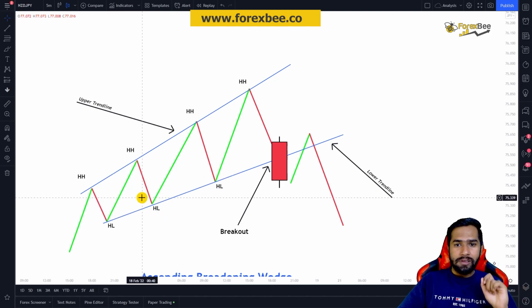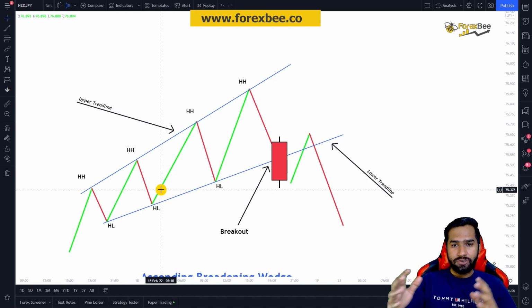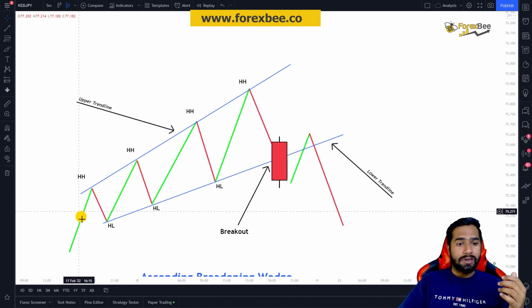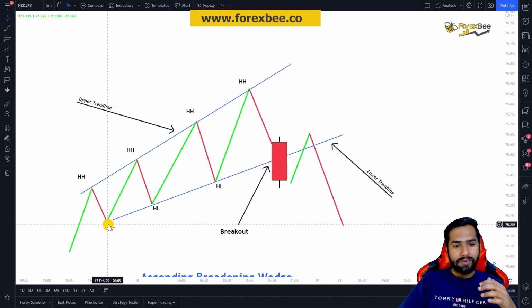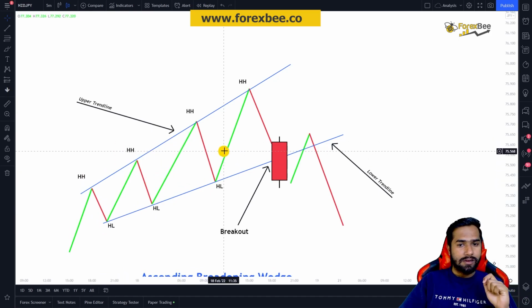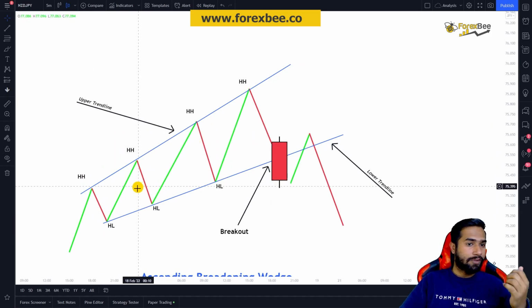As you can see here, the market is moving in the bullish trend, and in this bullish trend, every next wave is bigger than the previous wave. This is the first wave, this is the second wave, which is bigger than the previous wave, and then this is the third and fourth wave, which are also bigger than the previous waves.